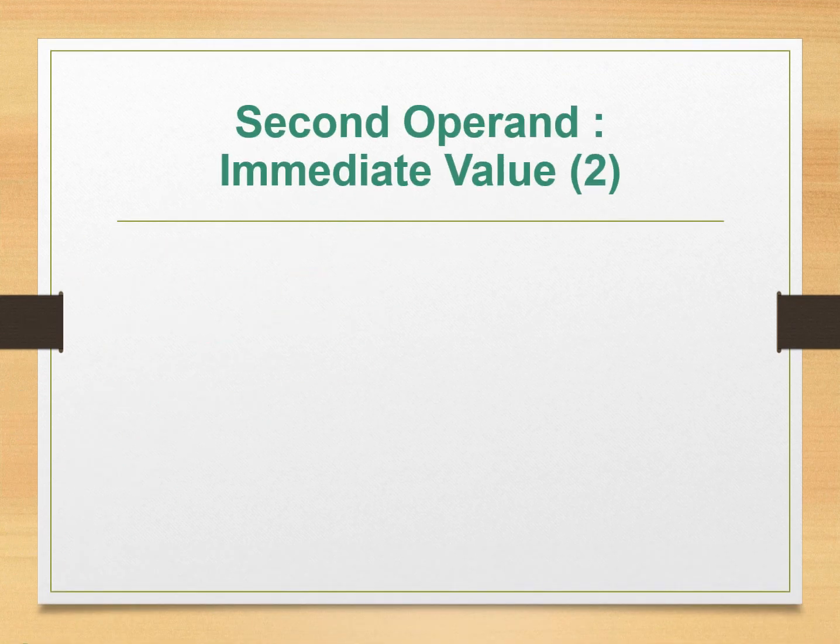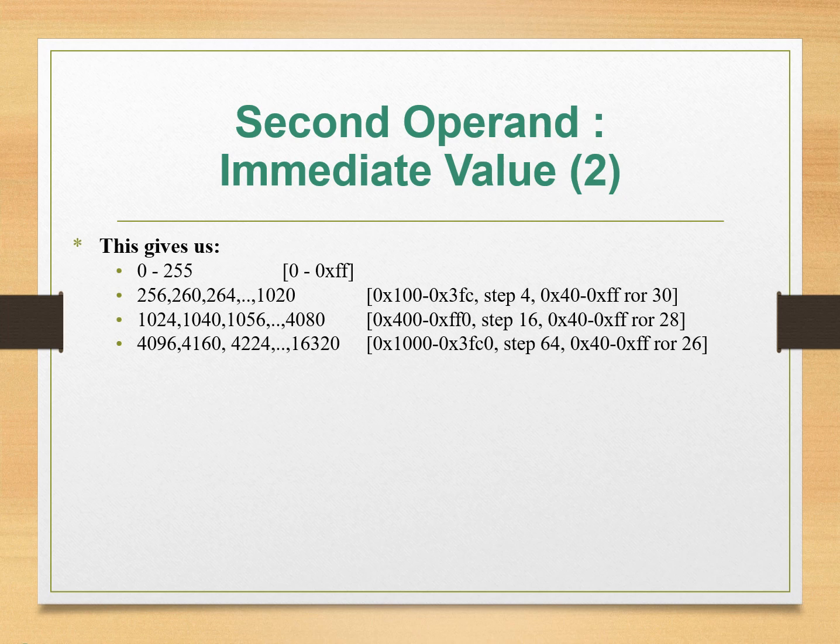Okay, these are the examples. If you have 0 to 255, and then if you rotate it by 2, you can have 256 up to 1020, and it continues. Okay, these are the examples.